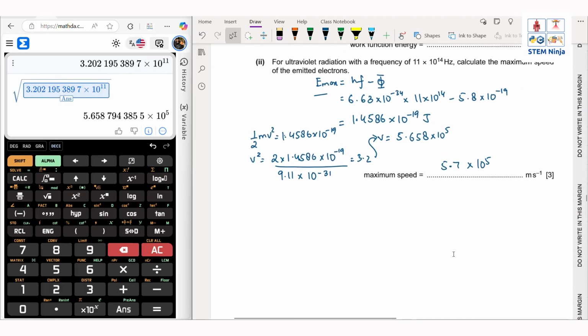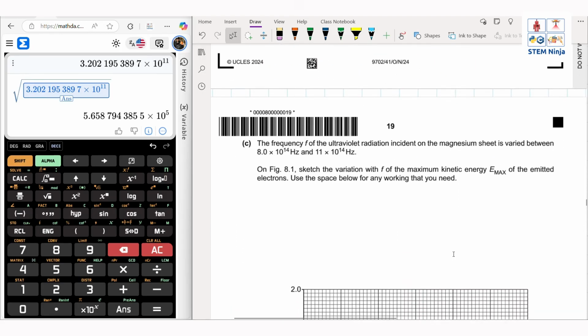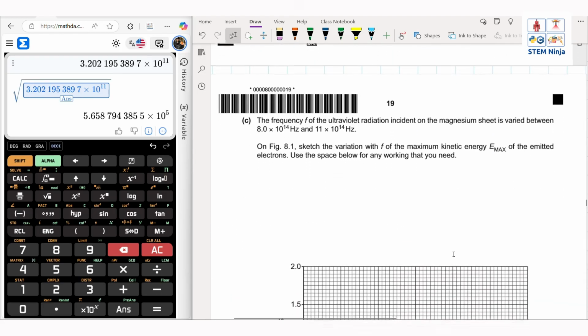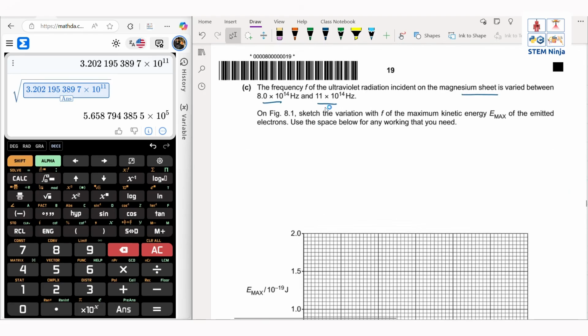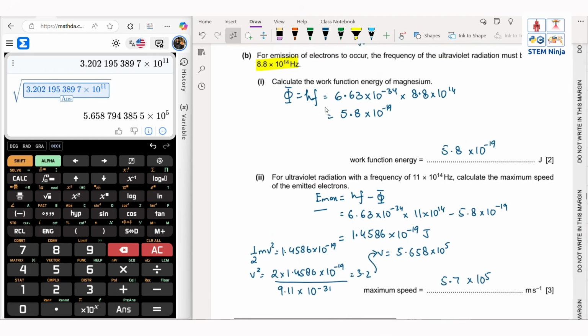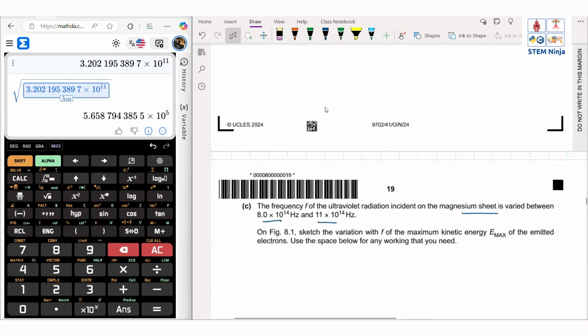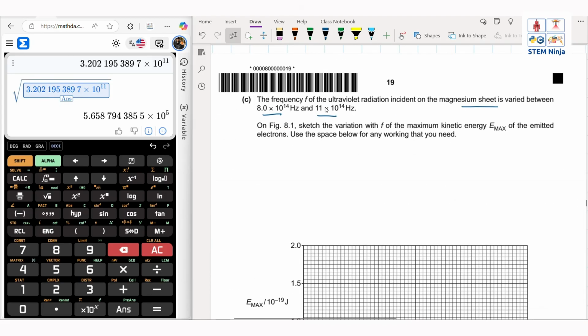All right, moving forward. Frequency of the ultraviolet radiation incident on magnesium sheet is varied between 8 and 11. On figure 8.1, sketch the variation with f of the maximum kinetic energy Emax of the emitted electrons. Use the space below for working that you need.